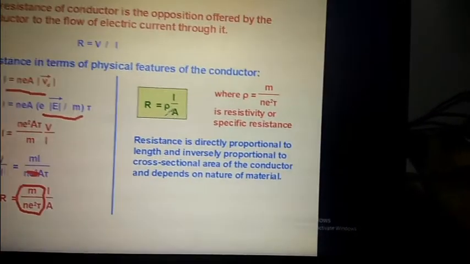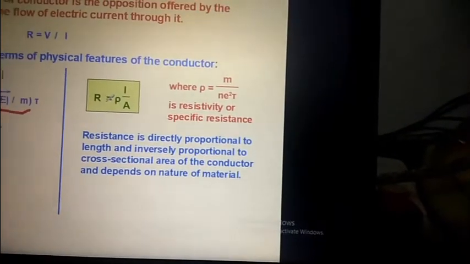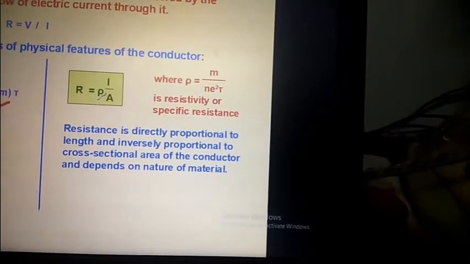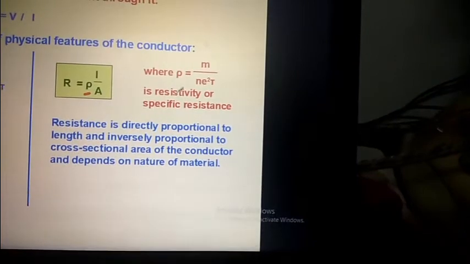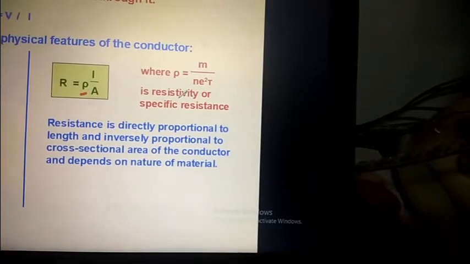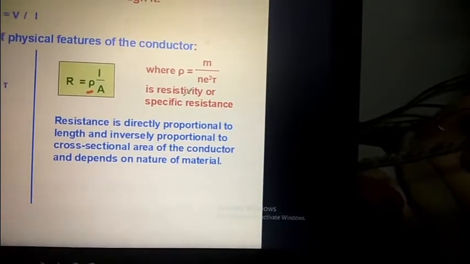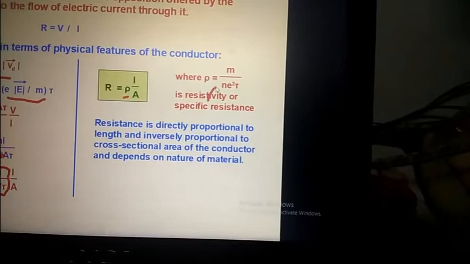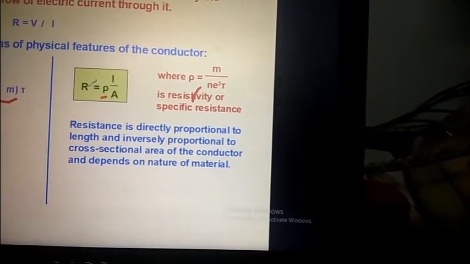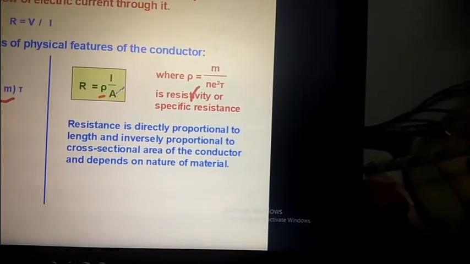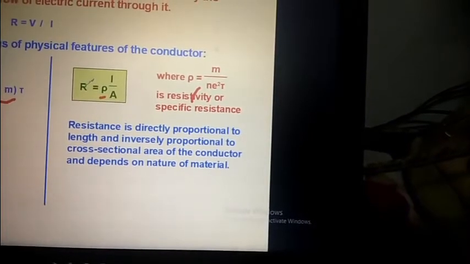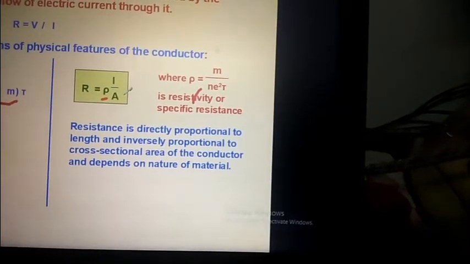Therefore, we come to this point, that R equals rho L by A, where rho is a constant called the resistivity, or the specific resistance of the conductor. From this expression we come to know that the resistance is directly proportional to the length and inversely proportional to A, and this is known as the laws of resistance: R is proportional to L and R is inversely proportional to A.